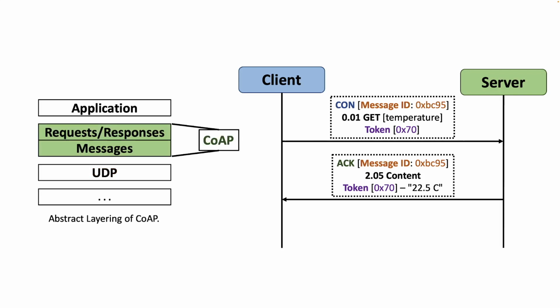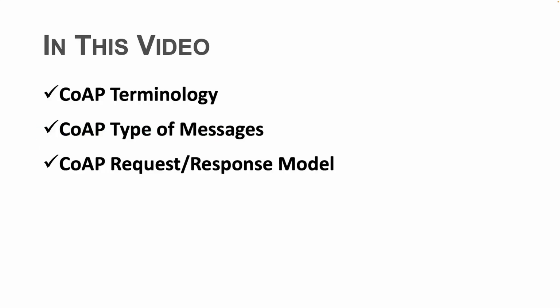Logically, CoAP could be considered as a two-layer approach. A messaging layer employed to deal with UDP and the asynchronous nature of the messages, and the request-response layer that manages request-response interactions. In this video, we are going to see first the necessary CoAP terminology and the CoAP type of messages as defined in RFC 7252, which will help us in the third part of this video on CoAP request response model.